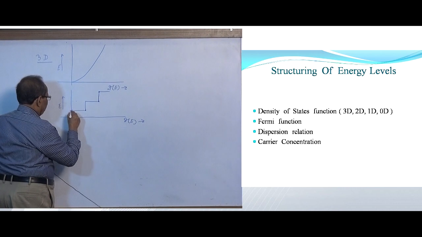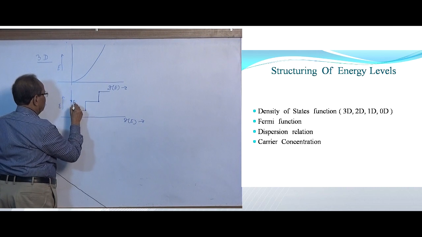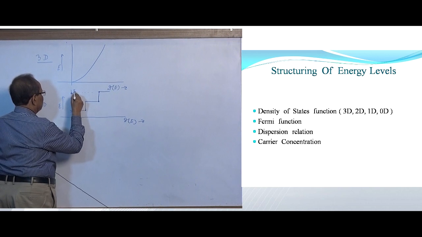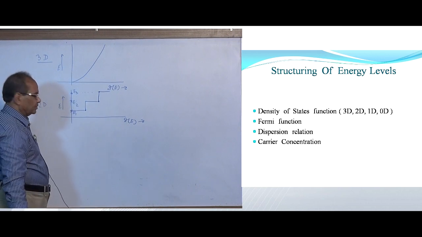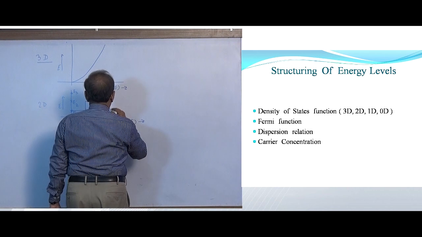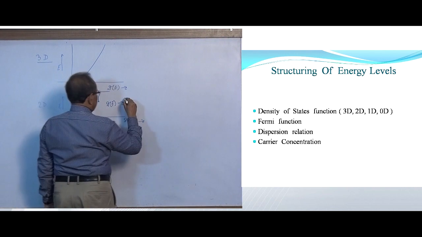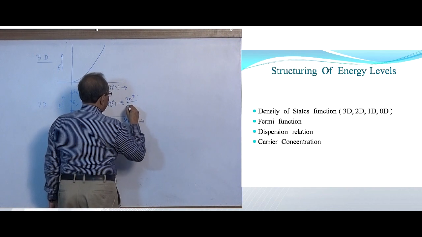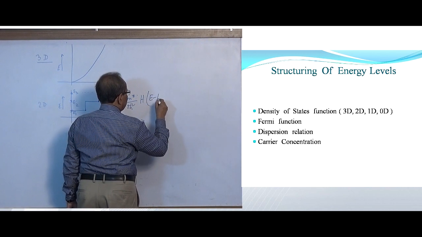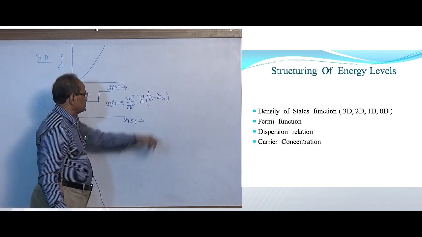So this is one, say it is E1, say this is E2, next this is your E3. These are the quantum jumps, and this is the density of states. This is given dE. It is m star over pi h cross square, Heaviside unit step function E minus En, where n equal to 1, 2, 3, 4 and so on, E minus E1, E minus E2 and so on.